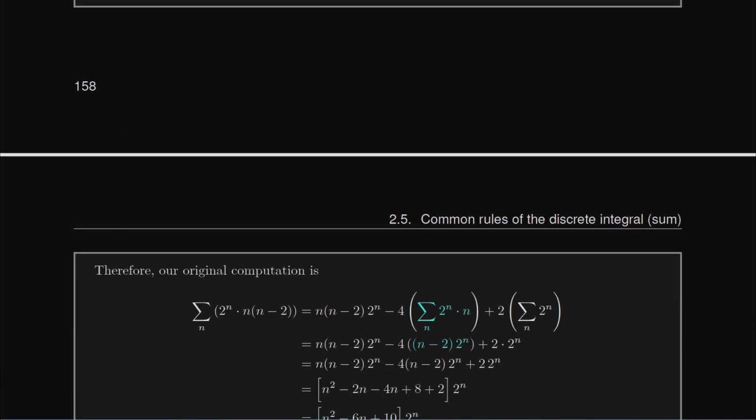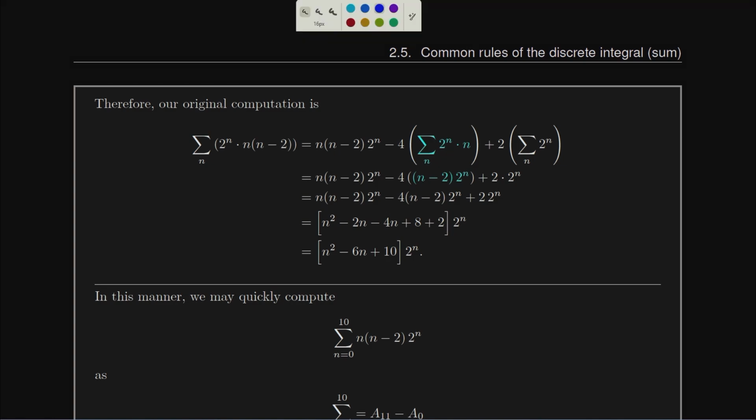If I combine all those terms together, then what do I end up with? Well, I end up with the first term minus 4 times the term I just computed, which was n minus 2 times 2 to the n, plus 2 times this indefinite sum, which we know is just 2 to the n. And so I end up with n times n minus 2, 2 to the n, minus 4 times n minus 2, 2 to the n, plus 2 times 2 to the n. If I factor everything except for 2 to the n out front, I have n squared minus 2n minus 4n plus 8 plus 2, also known as n squared minus 6n plus 10 times 2 to the n.